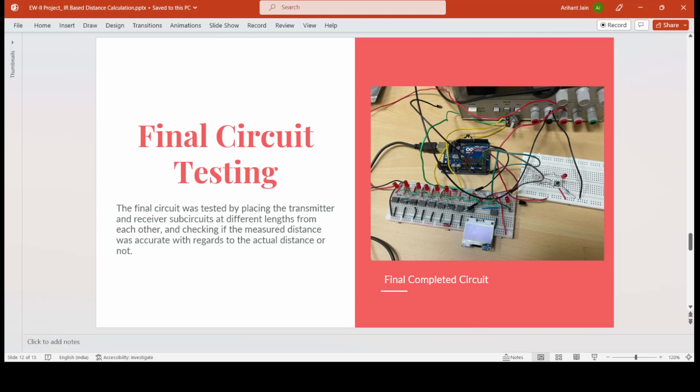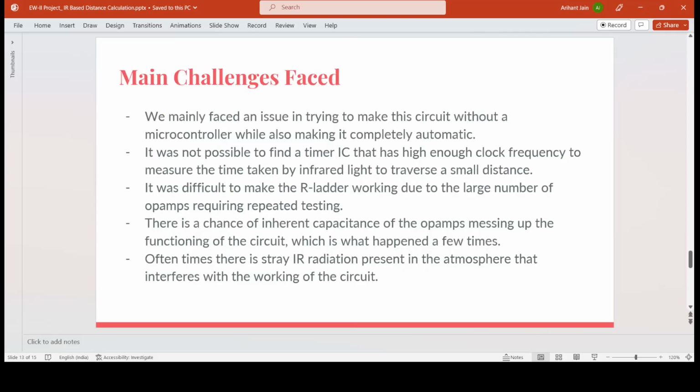So the main challenges we faced were that it was not possible to build a circuit without using a microcontroller and having it automatic at the same time. We were not able to find a timer IC which worked at a frequency of 3 gigahertz, and similarly a counter IC which worked in that range. It was difficult to make the R ladder because of the number of op amps we used, and there were issues with each of the op amps which we faced.